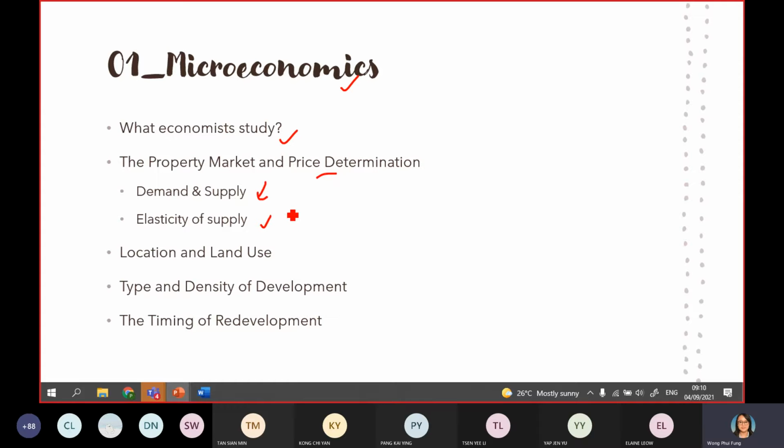Because of this difference, it affects the price change and also the quantity change. So in city center, you notice that the price changes faster than the quantity. In suburban, the quantity changes faster than the price. So that is what we have learned in the elasticity of supply.